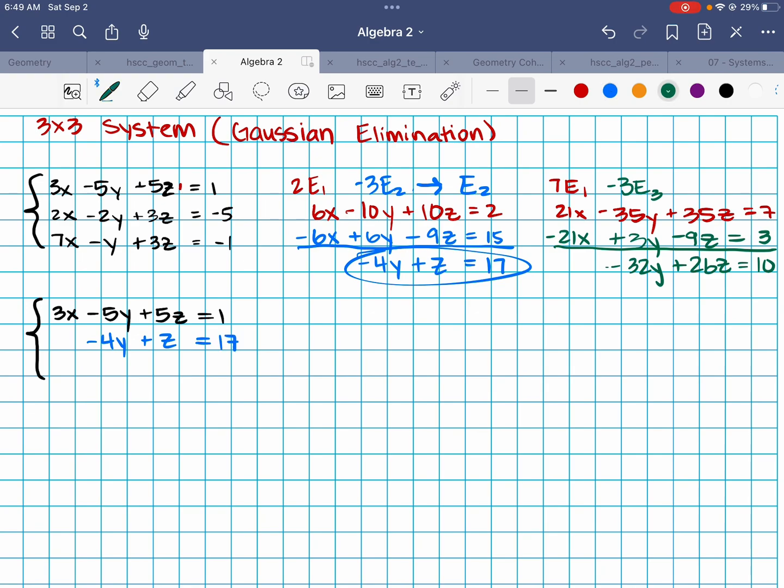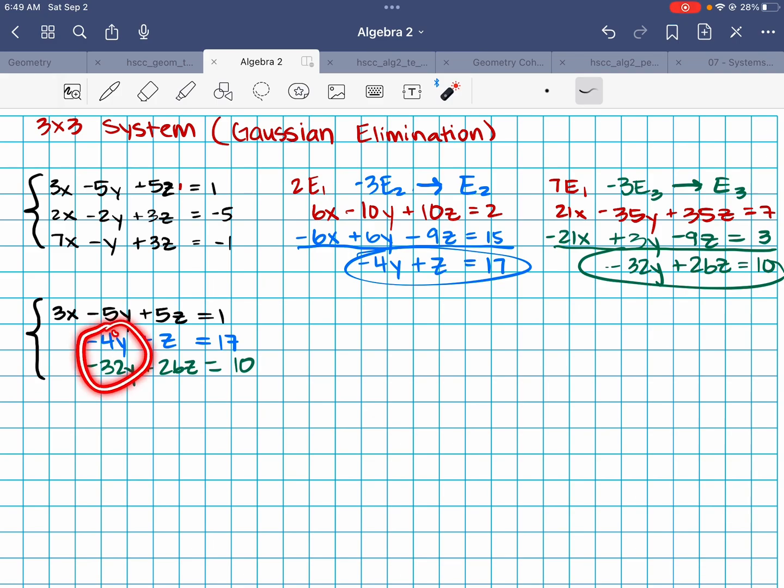And then this right here, that's our new E3. So this math, or reduction, is an E3 replacement. So we're going to write negative 32y plus 26z is equal to 10. And that's the first two steps of Gaussian elimination, or some people would say the first step. It's two things, right? You get the blue equation and the green equation. And now what we're going to do is we're going to take the blue equation and the green equation, and we're going to figure out how to eliminate the next variable of y.